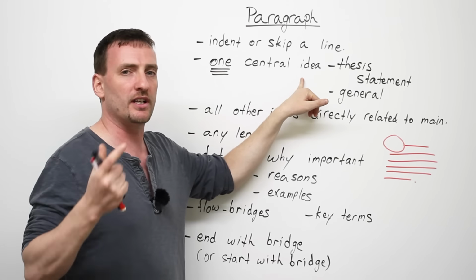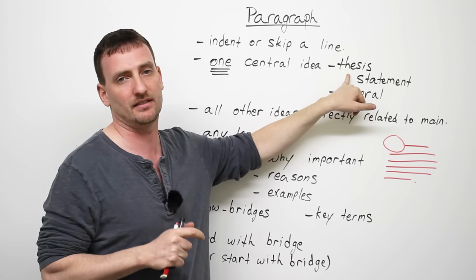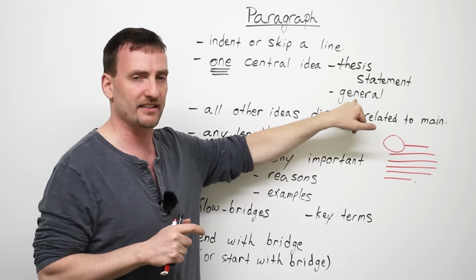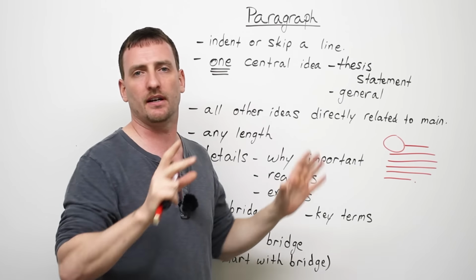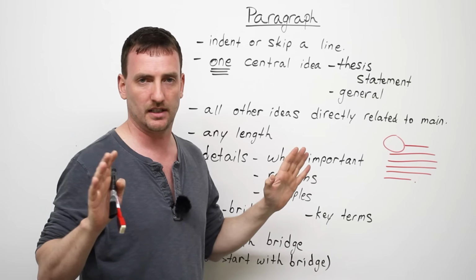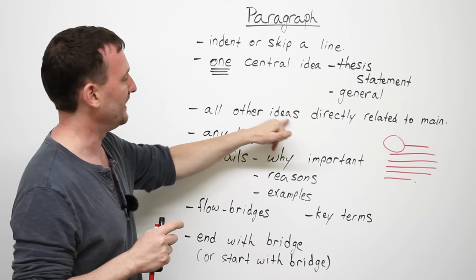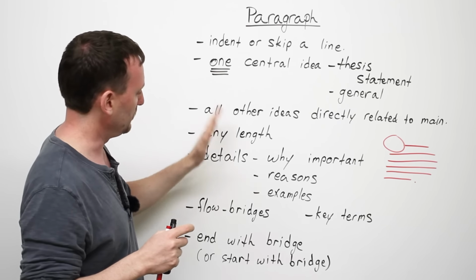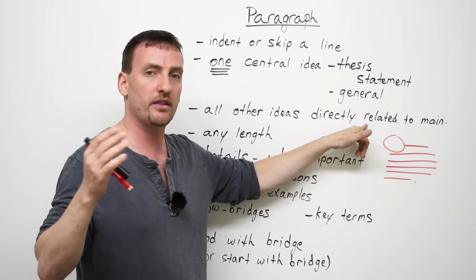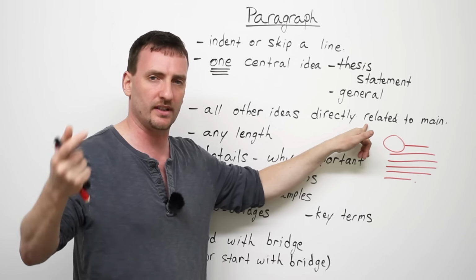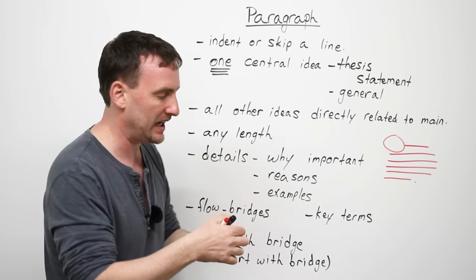Now, make sure that you tell the reader what this central idea is. This is your thesis statement. Okay? It's a very general sentence. All it does is introduce the topic of the paragraph, nothing else. All the details come after. So, speaking of details, we'll talk about details in detail, but all other ideas, all the other sentences, all your sentences with the details must directly relate back to the main idea.